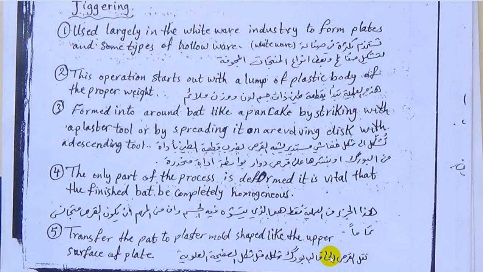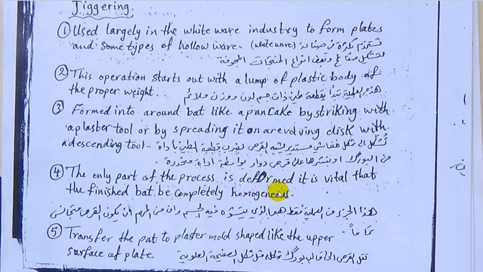This could be removed and the plaster mold looks exactly like the upper plate shape. Meaning the disc is transferred to a plaster of Paris mold whose shape is like the shape of the upper plate, the same as the upper plate figure.